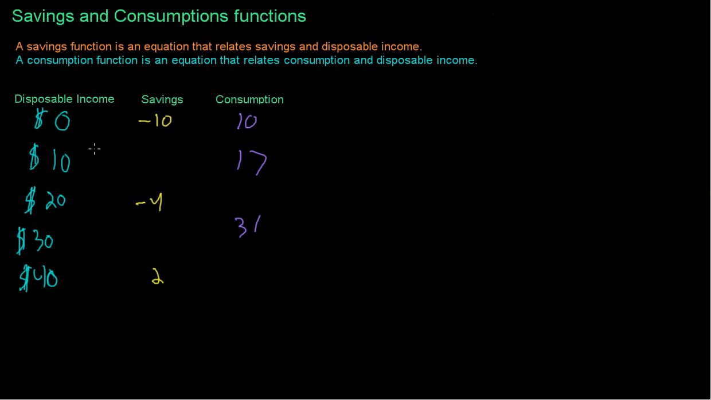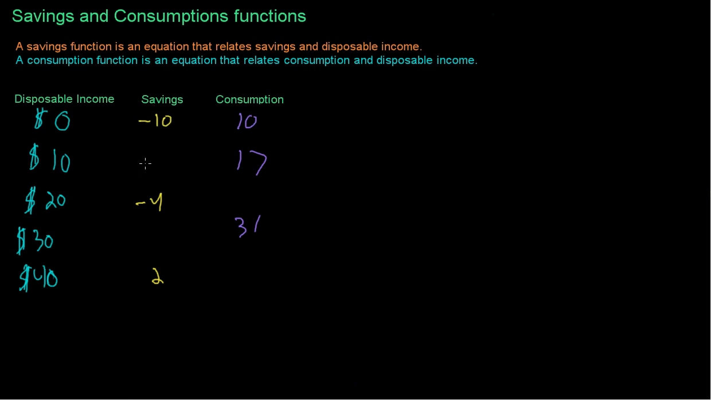So if my disposable income is $0 and I consume $10, then I must have taken $10 out of my savings. So that's the very starting point. When disposable income is 0, I consume $10, I still need to eat. So I don't save anything. In fact, I take $10 out of my savings, or I save negative $10. So now let's say my disposable income is $10.